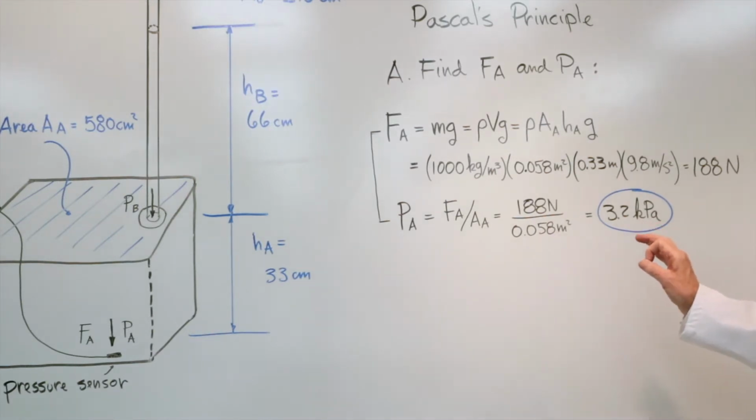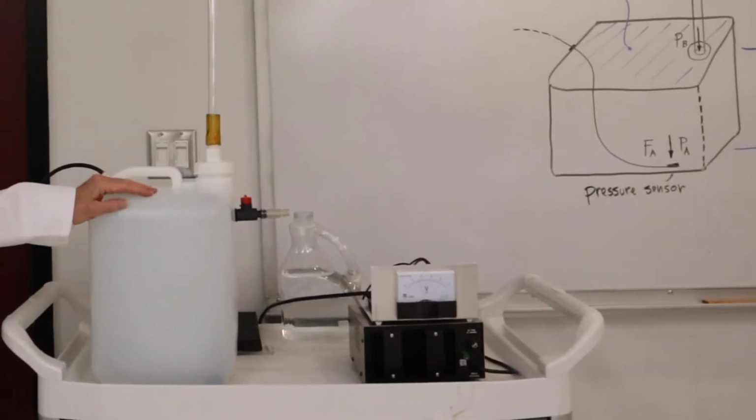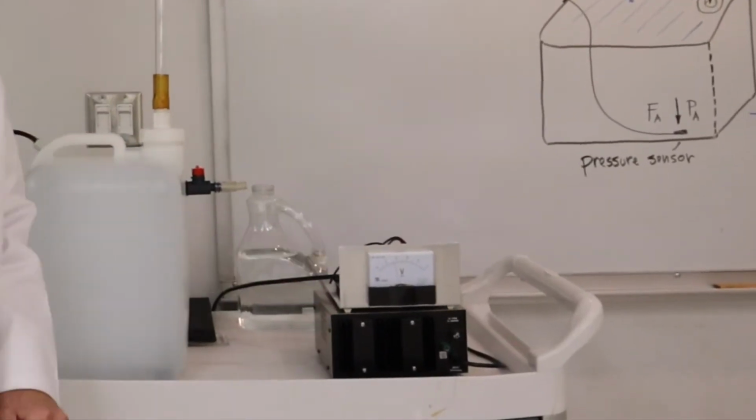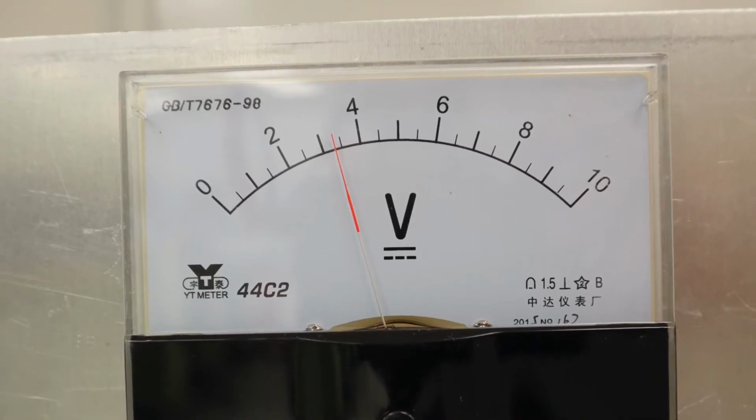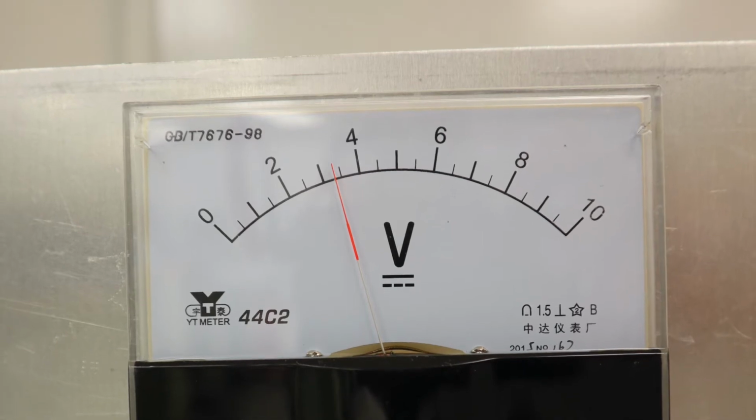Let's see if the meter actually validates that number. And as you can see, the gauge, which is reading in kilopascal, is indeed reading about 3.2 kilopascal.